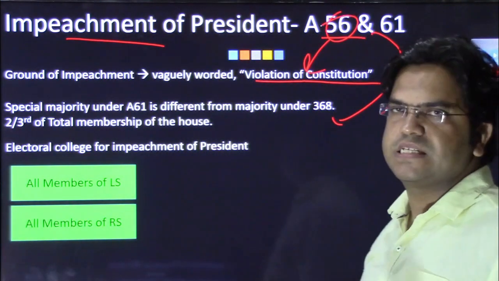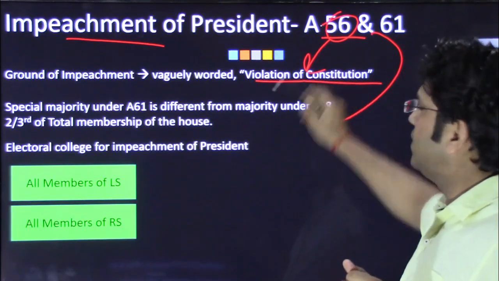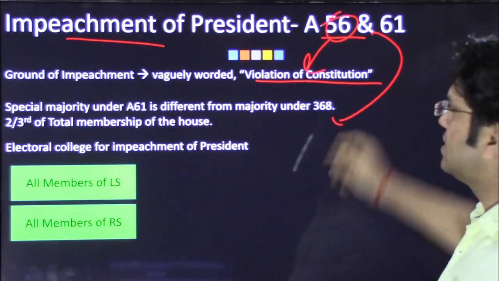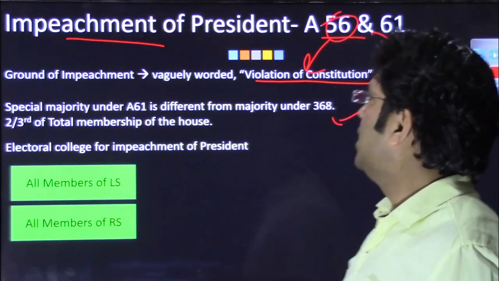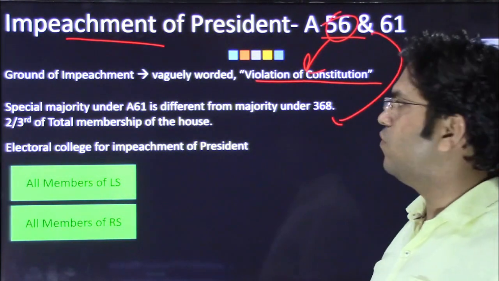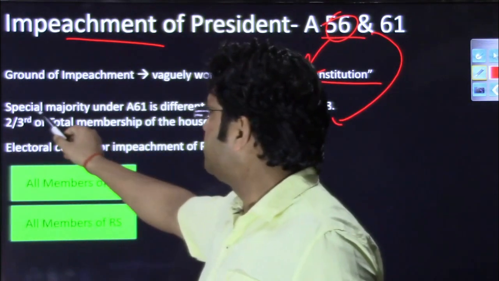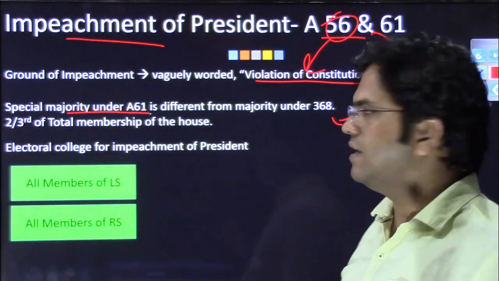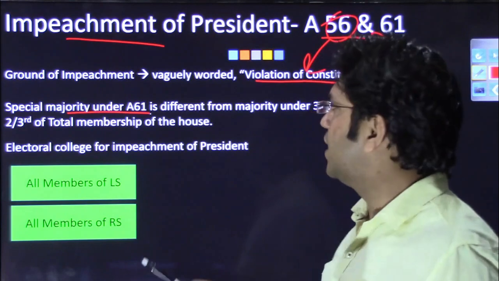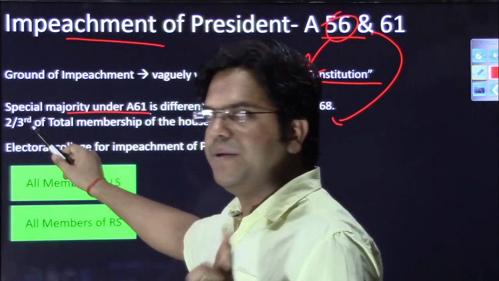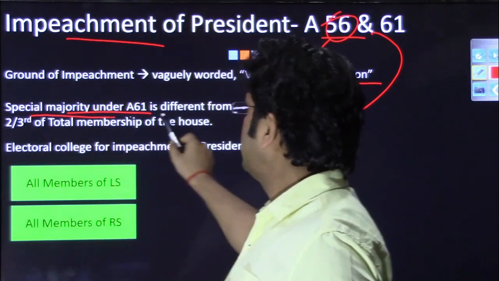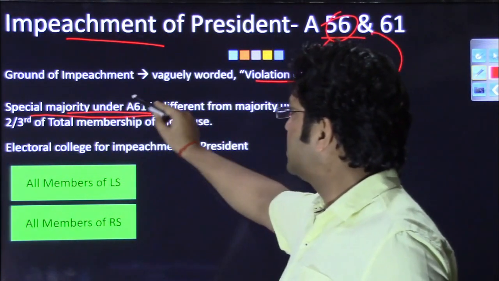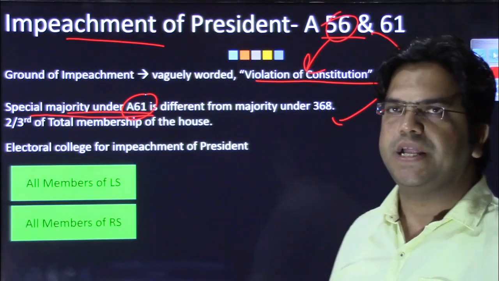So Article 56 tells you the ground on which the president can be impeached, and Article 61 decides the manner in which the president will be removed. So the president will be removed by special majority. The process we will see. Just keywords we are looking at. So he will be removed, sorry, not removed, impeached. I am using the wrong words. So by special majority he will be impeached, and that special majority has been mentioned in Article 61.